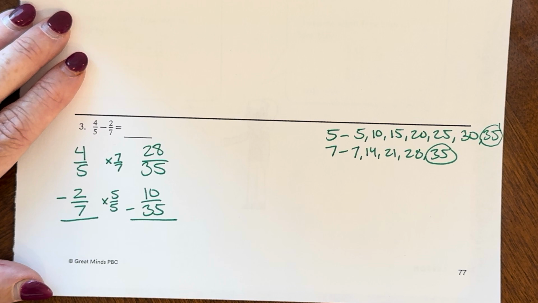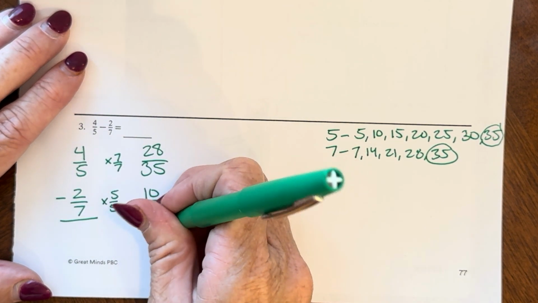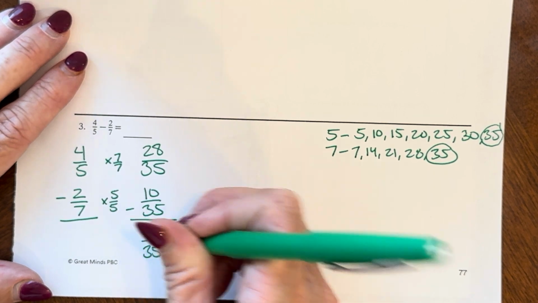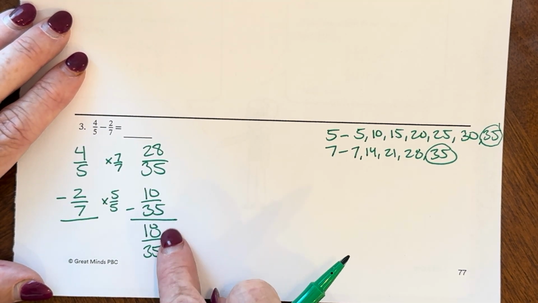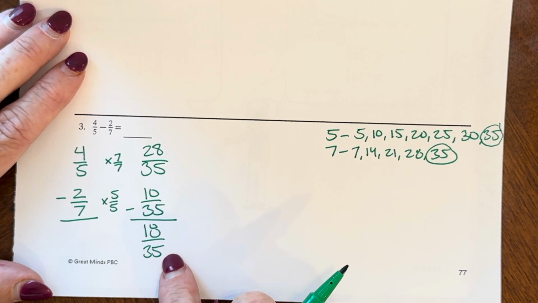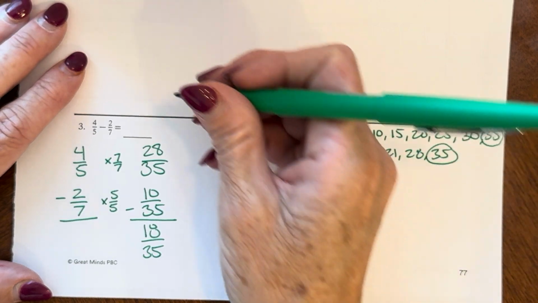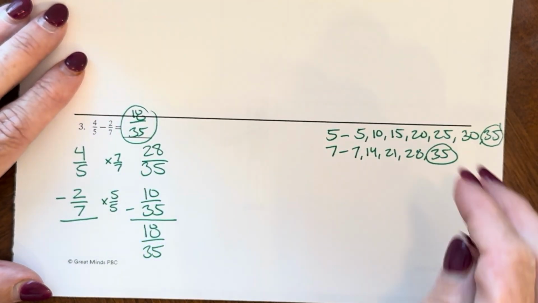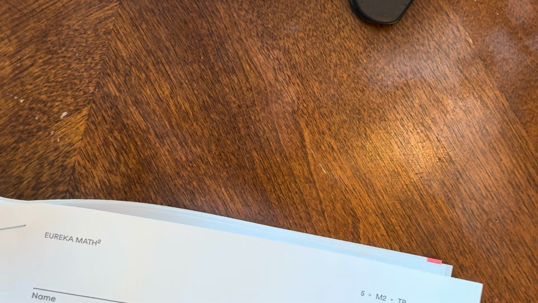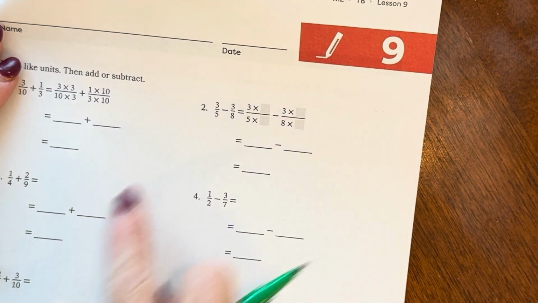Okay, now we can do our problem. So 28 take away 10 is 18/35. And this fraction is less than 1 already, so we don't need to change it. And that fraction also can't be simplified. So that is our answer, 18/35.